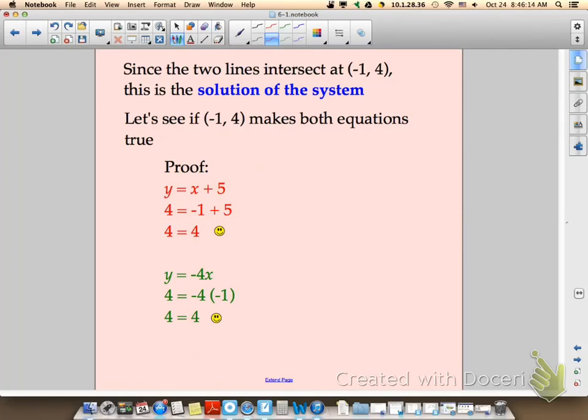This is what we just proved. Since the 2 lines intersect at negative 1 comma 4, that would be the solution of the system. And here's your proof to show that it works for y equals x plus 5. It also works for y equals negative 4x. You with me so far? Good.